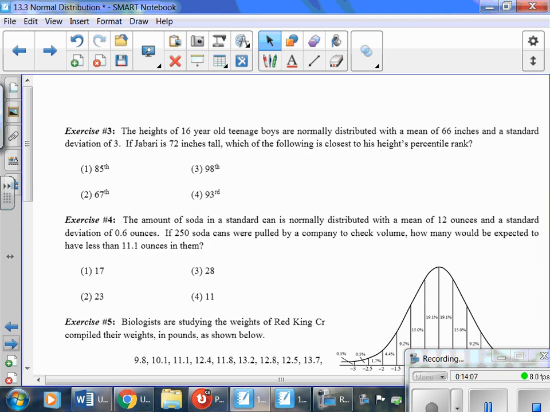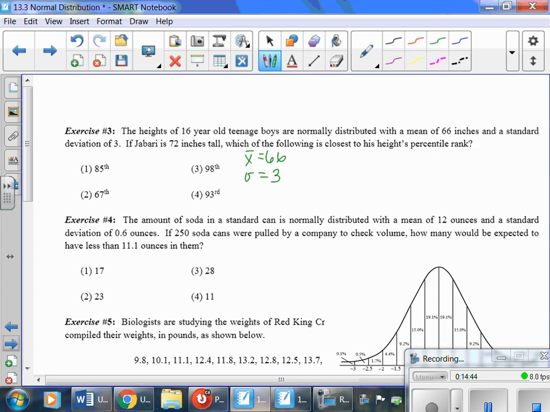So exercise 3 says the heights of 16-year-old teenage boys are normally distributed with a mean of 66 inches and a standard deviation of 3. So that's the first thing I always write down. So I know I have a mean of 66 and a standard deviation of 3. All right. Now it says if Jabari is 72 inches tall, which of the following is closest to his height percentile rank?